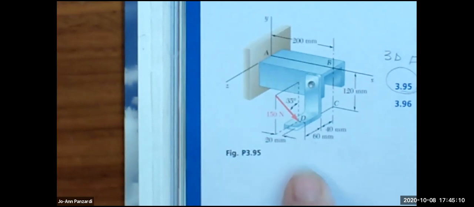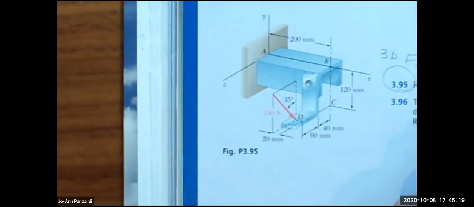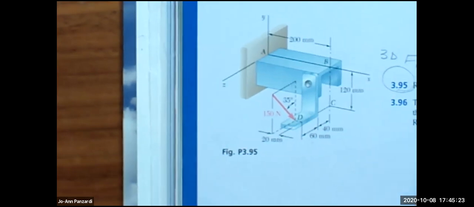Okay, so let's go to a 3D problem. I think I'm just going to go over the last three problems because we don't have much time. So the first problem is 95, and let's just talk about how we would approach the problem. We have one force at point D. The problem says replace the 150 Newton force with an equivalent force moment system at A.